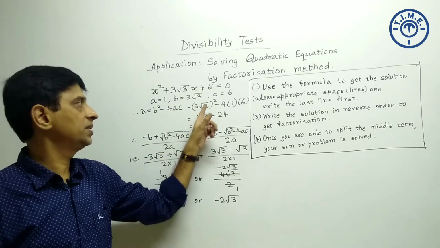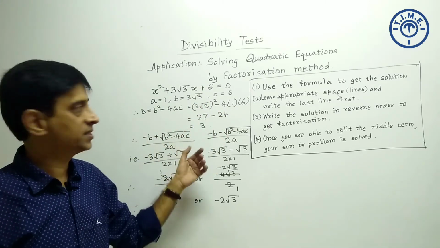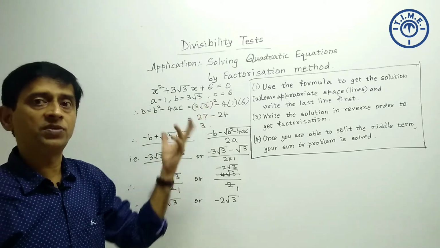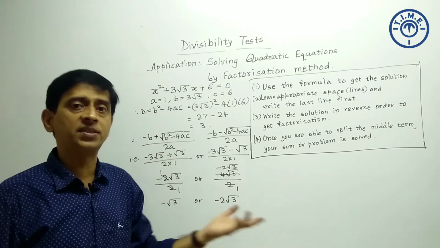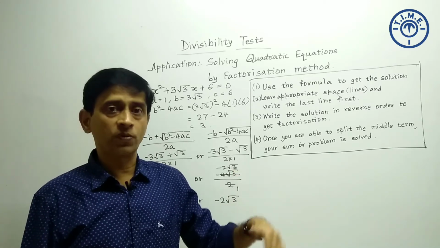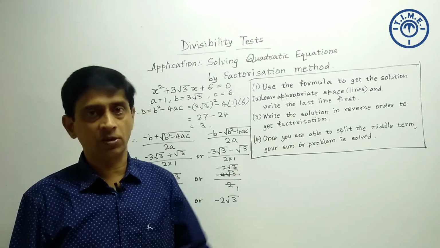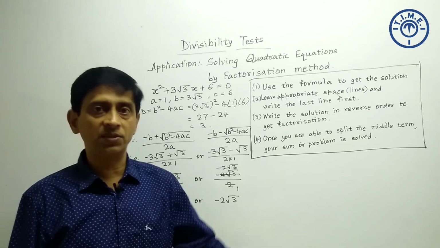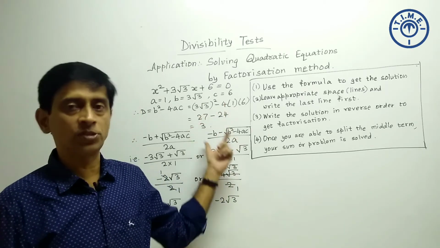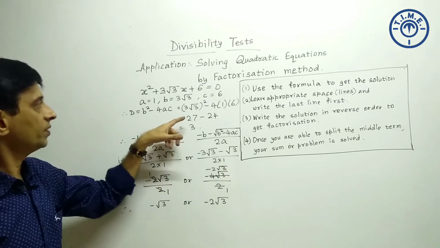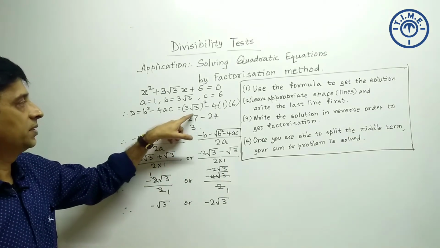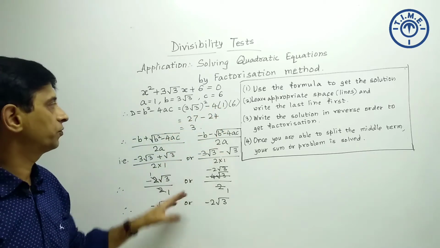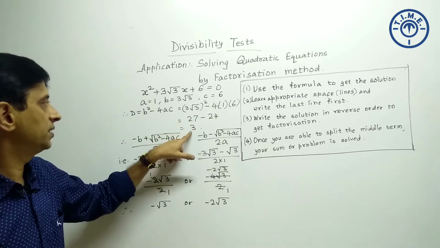Now (3 root 3) square, what we have to do is 3 square, that is 9, and root 3 square, which is 3. Why is root 3 square 3? Because square root and square are opposite operations, like addition and subtraction, multiplication and division. These two are opposite operations. Therefore, 9 3s are 27 minus 24, 4 6s are 24. So this answer is 3.